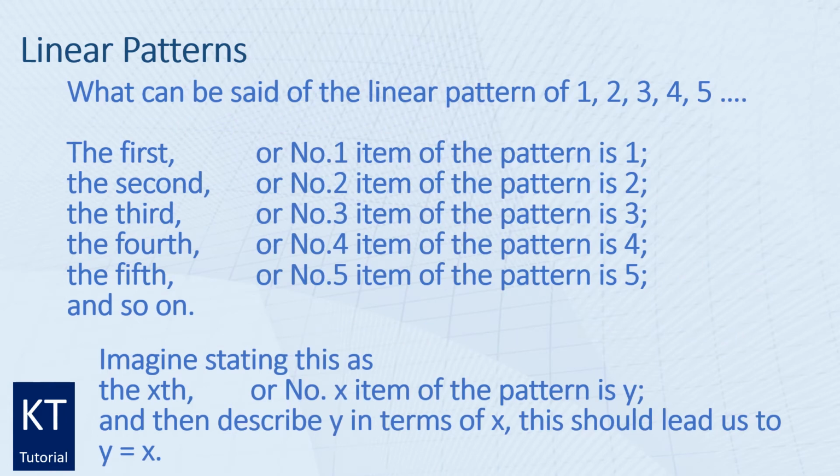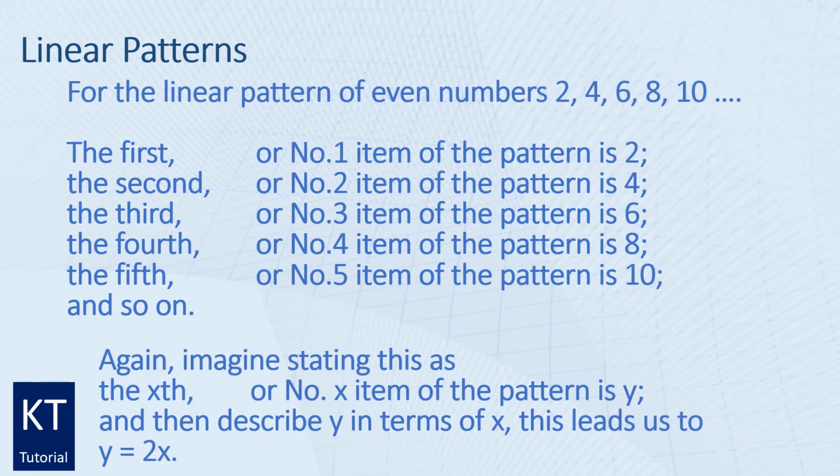Now, what can be said of the linear pattern of 1, 2, 3, 4, 5 is the first or number 1 item of the pattern is 1. The second or number 2 item of the pattern is 2. The third or number 3 item of the pattern is 3, and so on. Imagine stating this as the xth or the number x item of the pattern is y, and then describe y in terms of x, and this should lead us to y being equal to x.